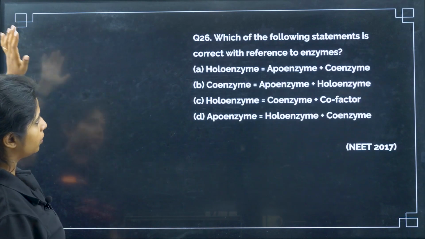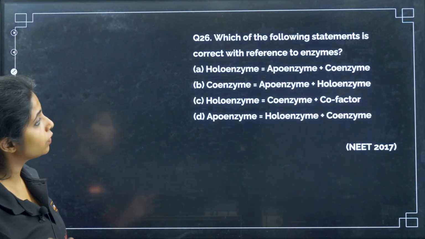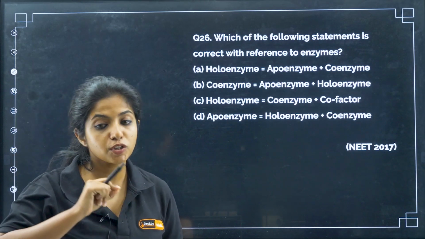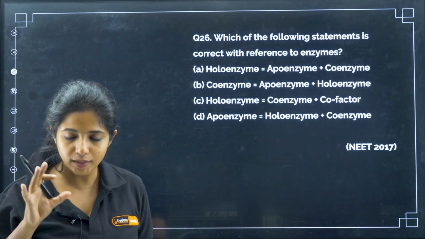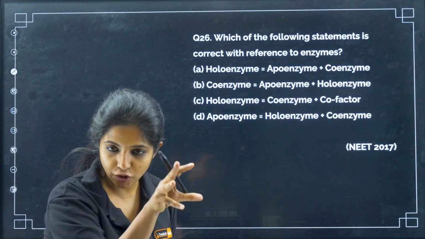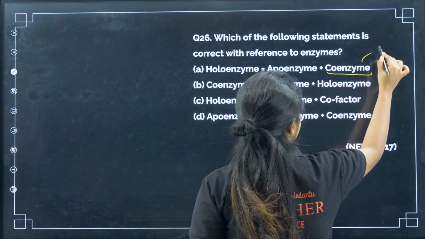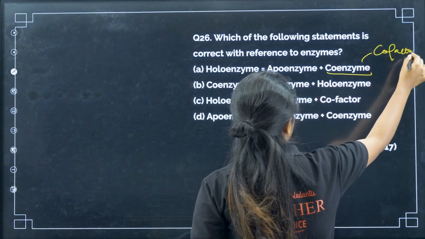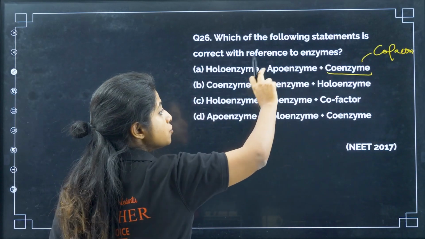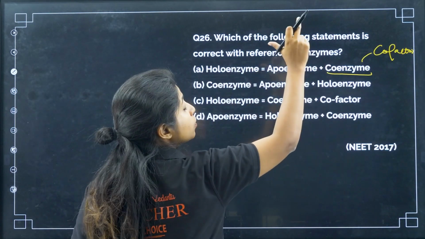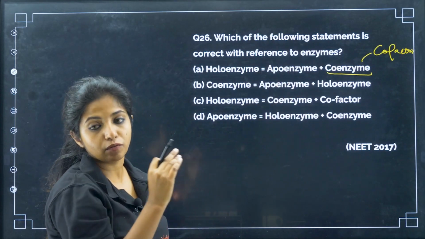Done? Now, which of the following statements is correct with reference to enzyme? Holoenzyme is equal to apoenzyme plus coenzyme. Apoenzyme means the natural enzyme which is there, plus coenzyme. Coenzyme is basically a type of cofactor. So this is correct. But if we have just cofactor also, holoenzyme is equal to apoenzyme plus cofactor, if it is mentioned like that, it will be more correct.